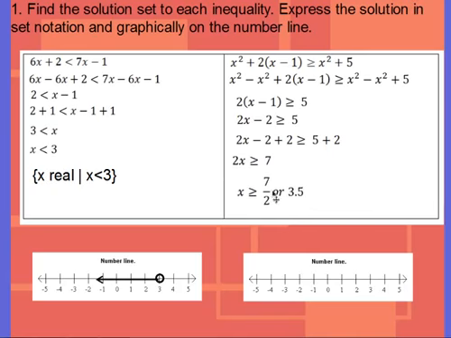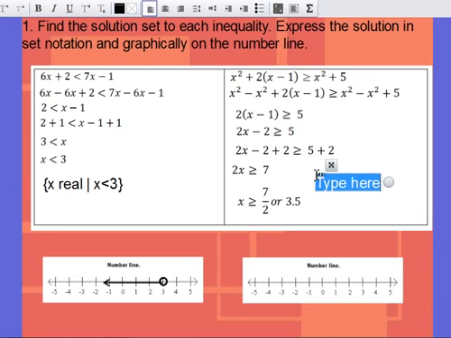or multiply each side by 1/2, and we're left with x is greater than or equal to 7 over 2, or I went ahead and converted it to the decimal 3.5 to make it easier to graph. Okay, we want to go ahead and put that in set notation. Okay, so I'll go ahead and write that here. Once again, we need to open up our brace and put x real for real numbers.